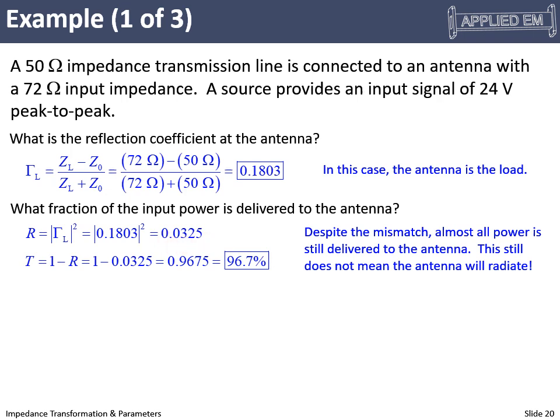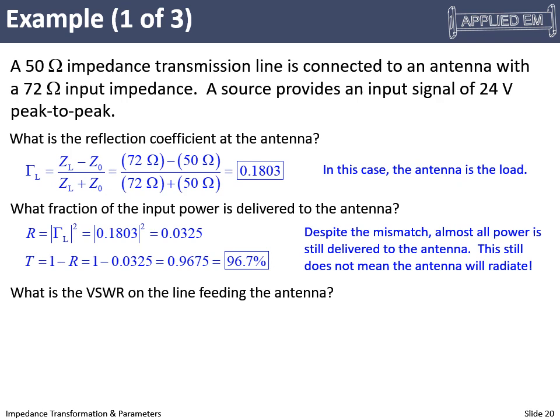But the power that gets to the antenna is the transmittance, and we can get that very easily. The transmittance is just 1 minus R, or 0.967, and on the percent scale, 96.7%. So it turns out, even though what seems like a pretty big mismatch in impedance, 97% of the power is still making it to the antenna. Many people will believe this is not even a problem.